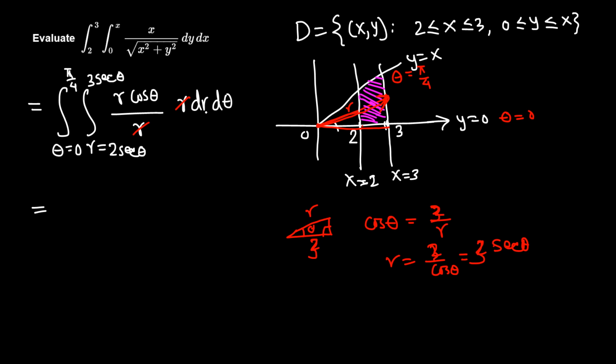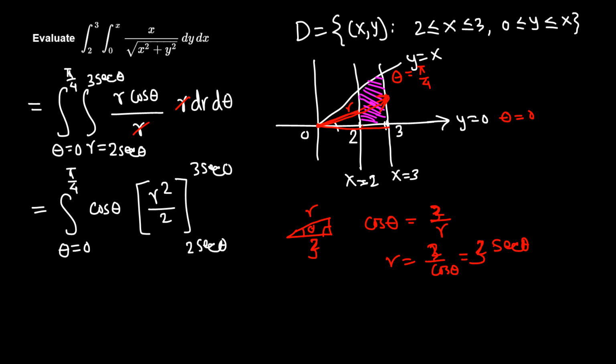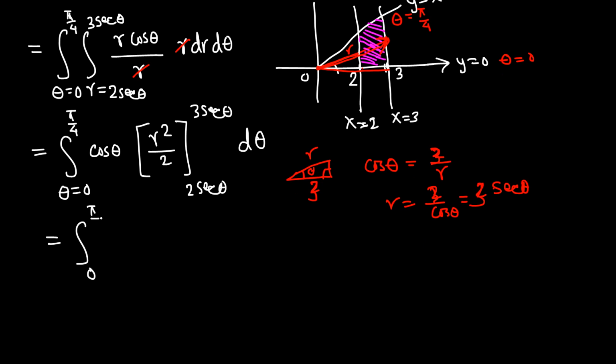First, we need to integrate with respect to r. Cosine theta behaves like a constant here. So here theta equals 0 through pi over 4. The antiderivative of r is r squared over 2. Cosine theta is like a constant, so we can pull it in front, r squared over 2, and we have limits for r, that's 2 secant theta through 3 secant theta, and d theta. So this is 0 through pi over 4 cosine theta times, let's plug in the upper limit and lower limit. By the way, this 2 is 1 half, we can pull it all the way outside. r squared is 3 secant theta squared, that is 9 secant squared theta, minus the lower limit 2 secant theta squared, so 4 secant squared theta, d theta.